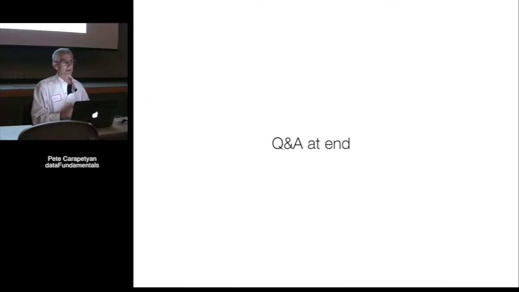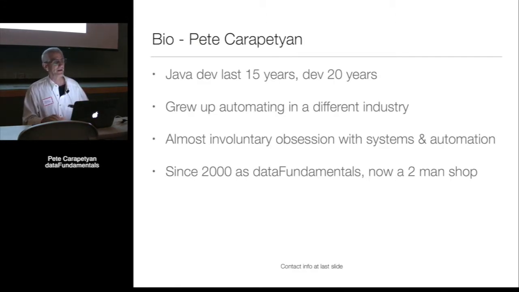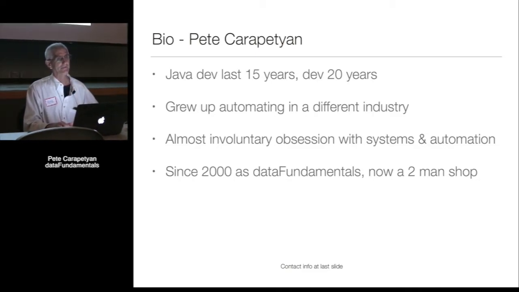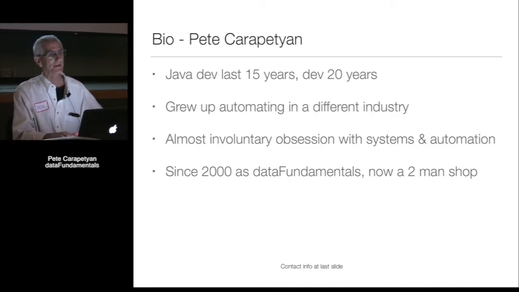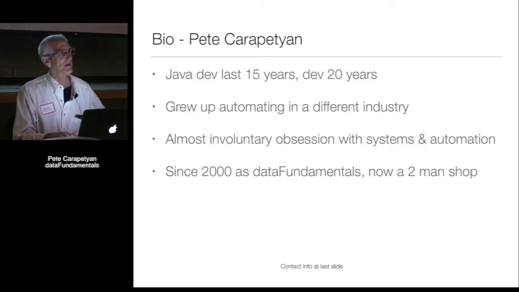My bio here is I've been a dev for 20 years, officially full-time dev for 20 years. The last 15 of it has been Java. I did grow up automating in a different industry, in a physical production line. What happened is that kind of gave me an almost involuntary obsession with systems and automation. Another way of expressing that is I usually tend to automate first and then try to come up with some excuse of why I automated later. So that's kind of why you see that I've done some of the things that are perhaps a little overly automated. Since 2000, I've been Data Fundamentals, and we are now a two-man shop.